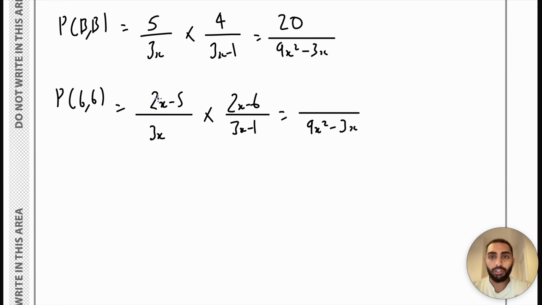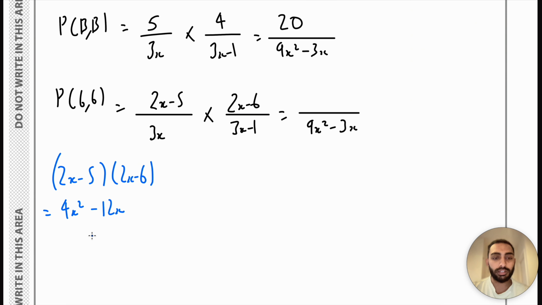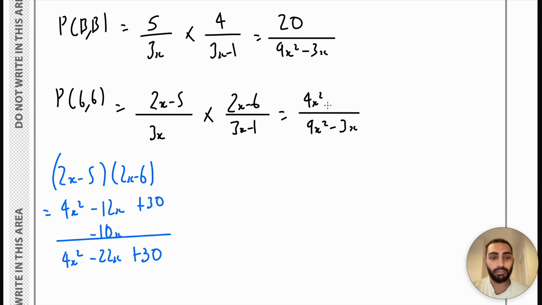I'm just going to do my numerators separately. So I've got 2x minus 5 multiplied by 2x minus 6. 2x times by 2x is 4x squared. 2x times by negative 6 is negative 12x. Negative 5 times by 2x is negative 10x, and negative 5 times by negative 6 is plus 30. Just combining those two in the middle, I've got 4x squared minus 22x plus 30. I'll just rewrite that out over here. So I've got 4x squared minus 22x plus 30.